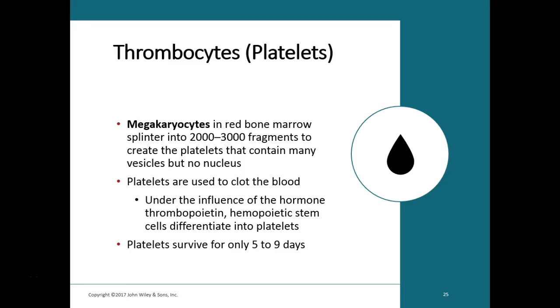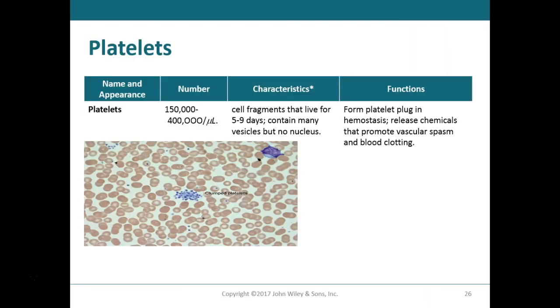Hematopoietic stem cells can also differentiate into cells that produce platelets. There's a hormone called thrombopoietin that stimulates myeloid stem cells to develop into these great big cells called megakaryocytes. These huge megakaryocytes then splinter into 2,000 to 3,000 fragments. Each fragment is a platelet. The platelets break off from the megakaryocytes in the red bone marrow, and then they enter the blood circulation, where they survive for about 5 to 9 or 10 days.